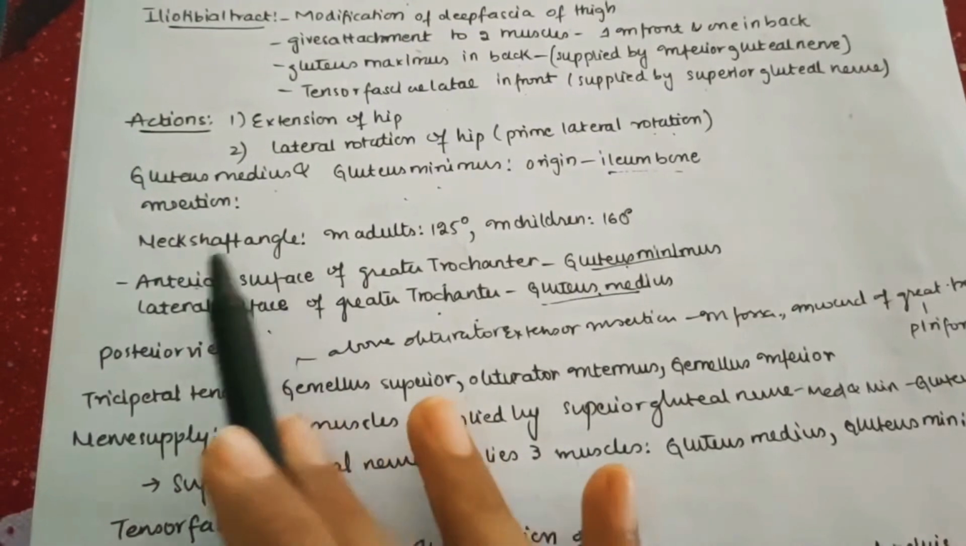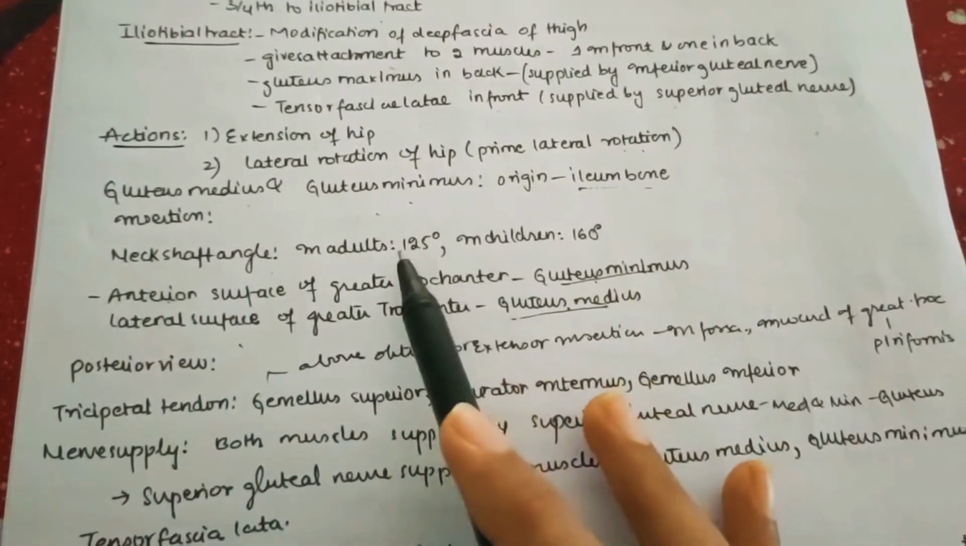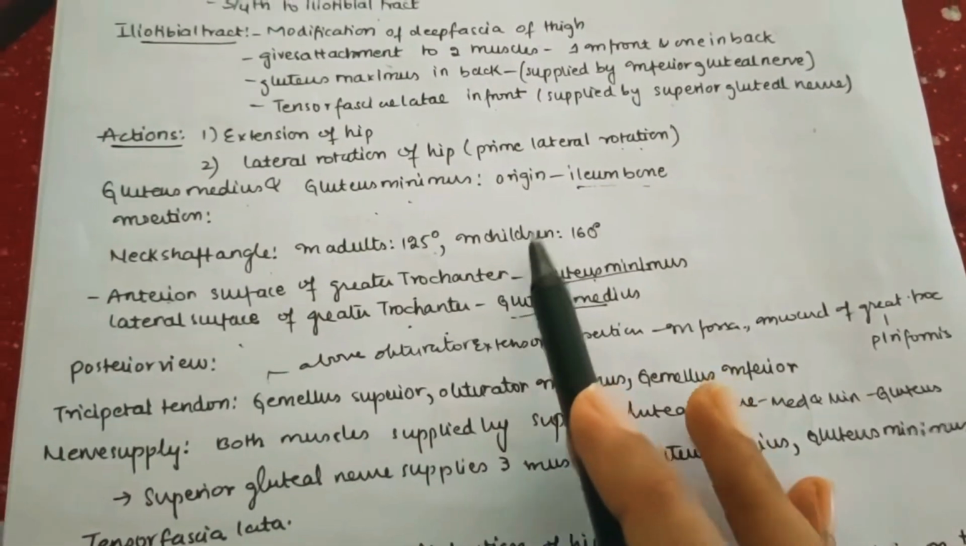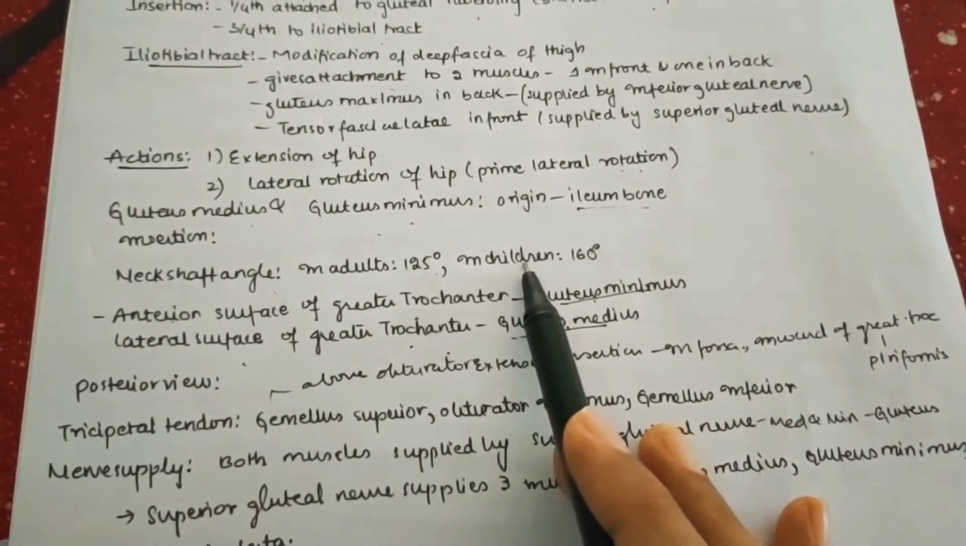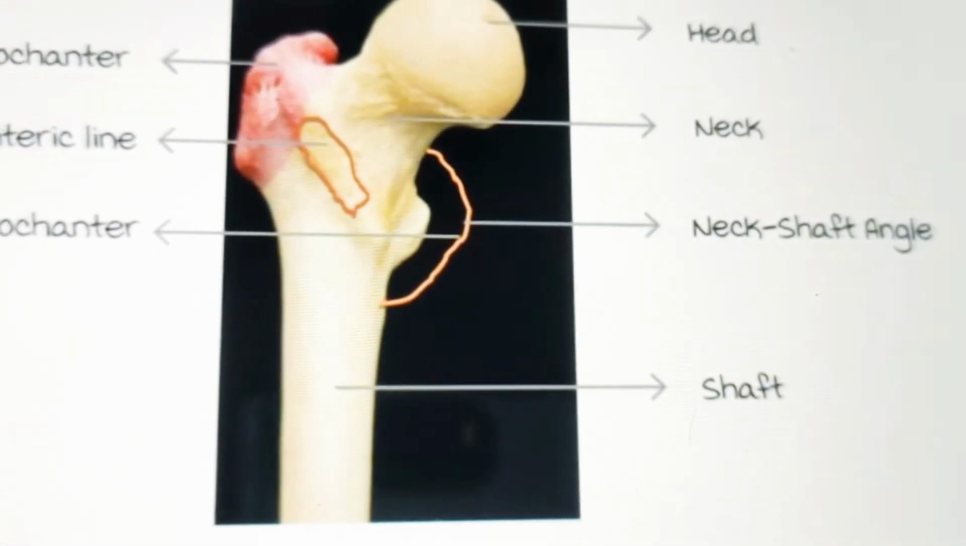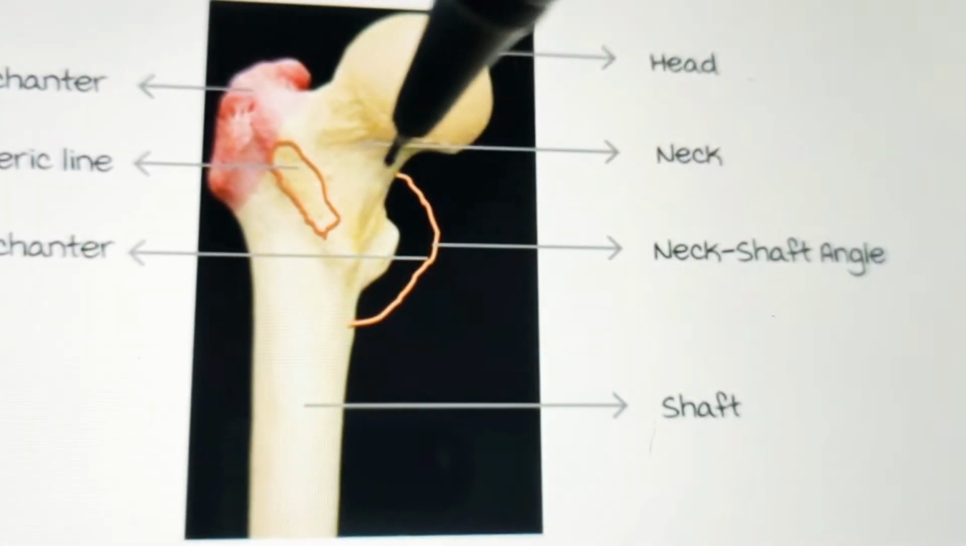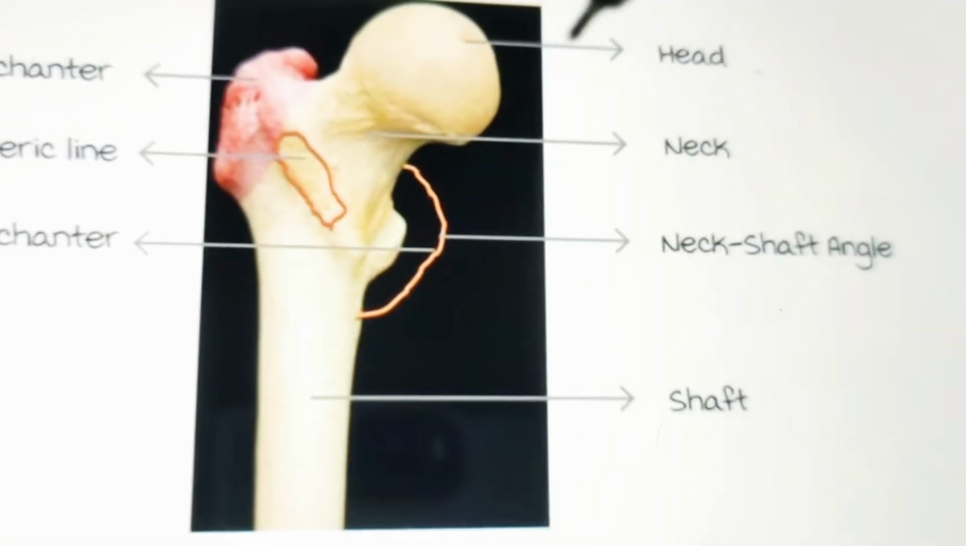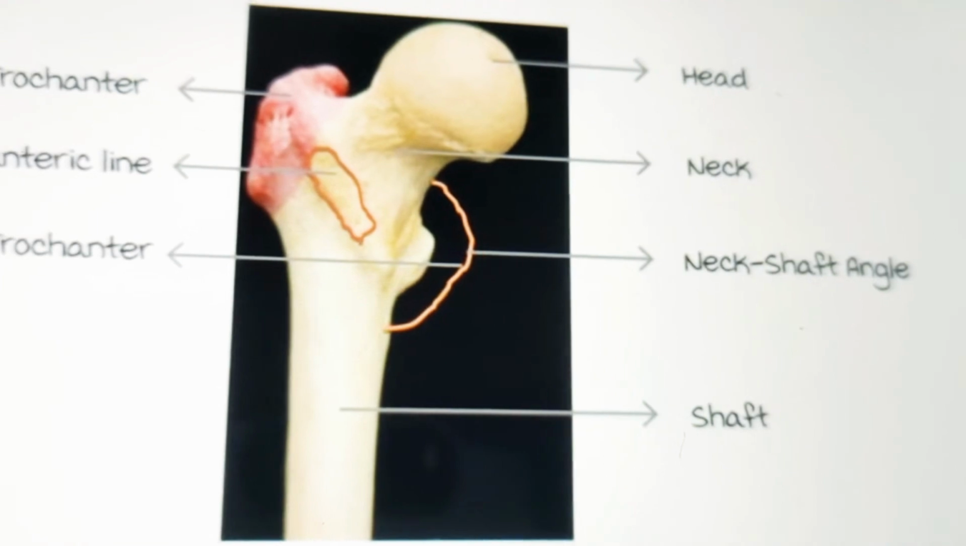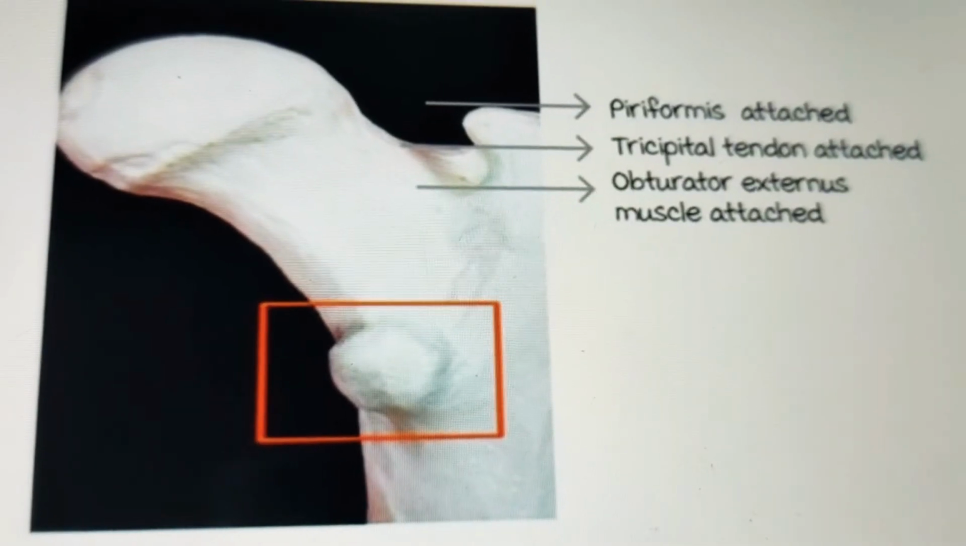to gluteus medius. So actually there exists an angle called the neck shaft angle. Especially in adults it's 125 degrees. In children it is 160 degrees. I'll show you that angle now. So you can see this one is called the neck shaft angle. It is 125 in adults and 160 in children.